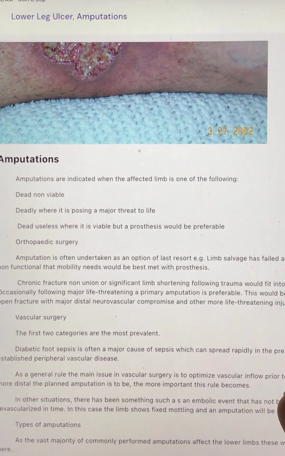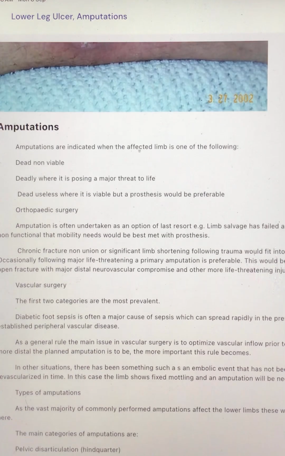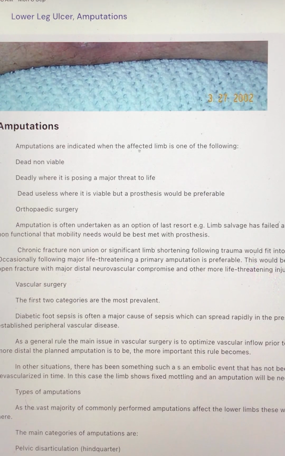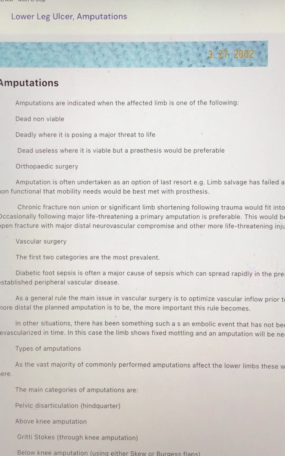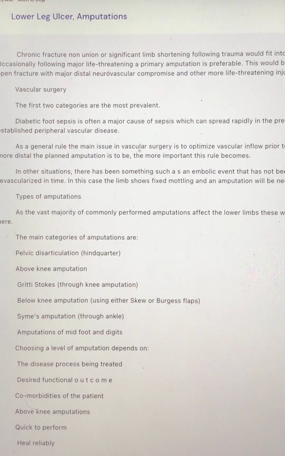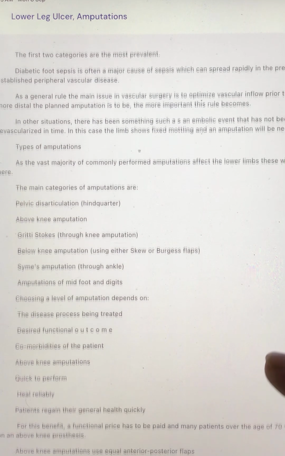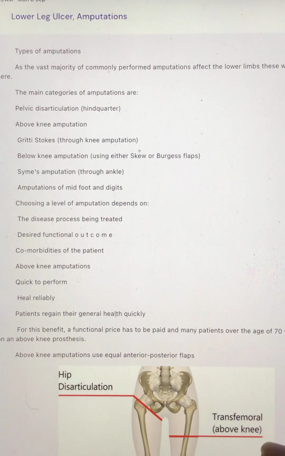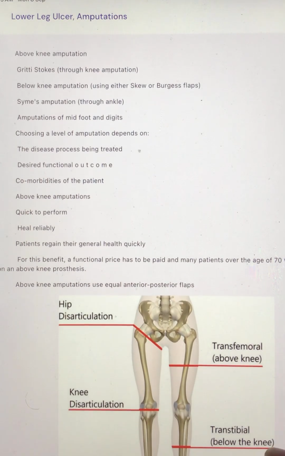Amputation is often taken as a last resort when limb salvage has failed. Chronic failure and vascular: the first two categories are most prevalent, diabetic foot sepsis and gangrene in these types of amputation. The main categories of amputations are pelvic disarticulation, above knee amputation, Gritti-Stokes through knee, Syme amputation through the ankle, amputation of the midfoot. Choosing the level of amputation depends on desired functional outcome and comorbidities; above knee amputation is quickly performed.